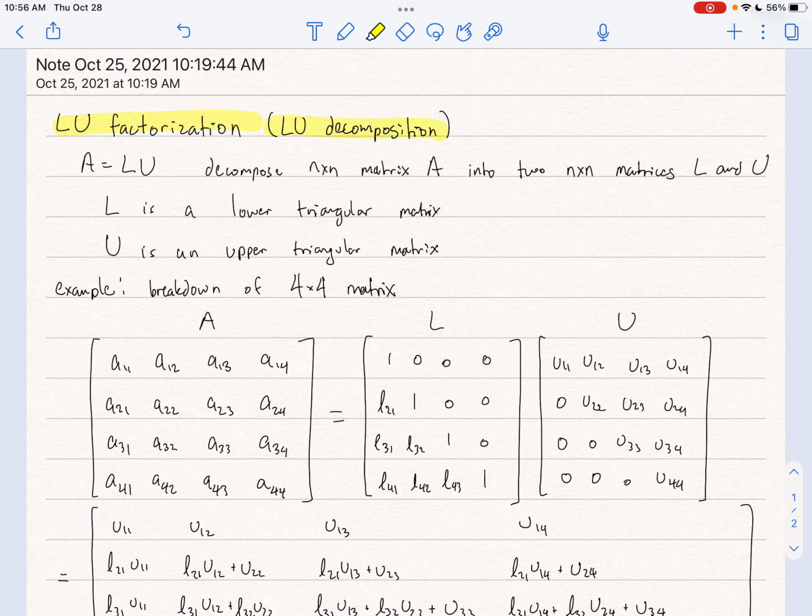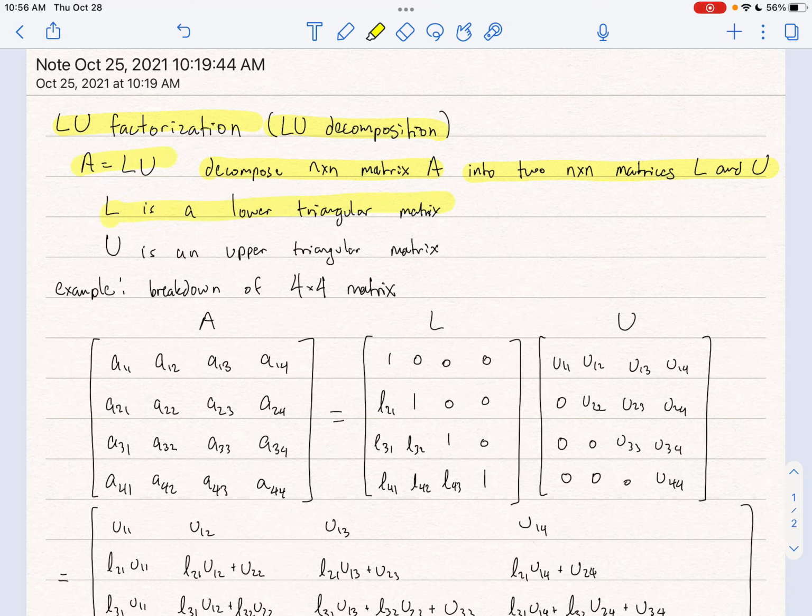LU factorization, also known as LU decomposition. Basically, what we want to do is we have a square matrix A, and we want to decompose this square matrix A into two square matrices L and U, all with the same dimensions. So the relationship here is that matrix A is equal to matrix L times matrix U.